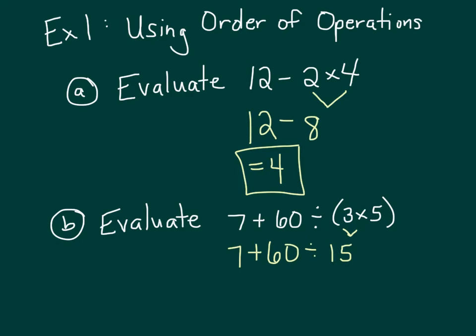Next, we'll notice that we have an addition and a division. And in our order of operations, division comes first. So 60 divided by 15 is 4. So we're going to leave the 7 and the plus alone. And then 60 divided by 15 is 4, so we're going to write that down. And then 7 plus 4 equals 11. So that is the final value of our expression.